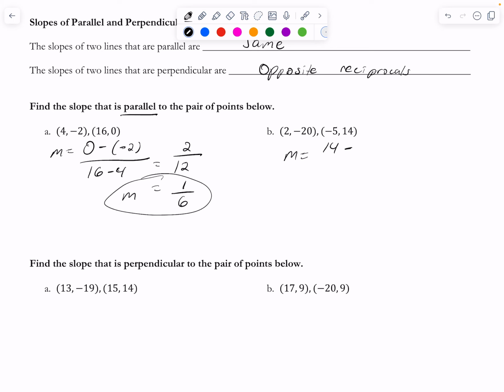Change in y, 14 minus -20, over change in x, -5 minus 2. 14 minus -20 becomes addition, so that's 34. -5 minus 2 is -7. That is not going to reduce, so I'm going to write it as -34/7. And because, again, we want this to be parallel, this is the slope of the line that would be parallel to this line.